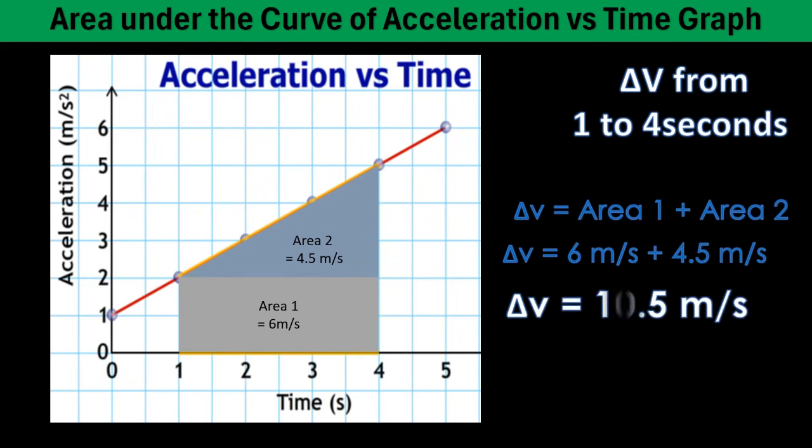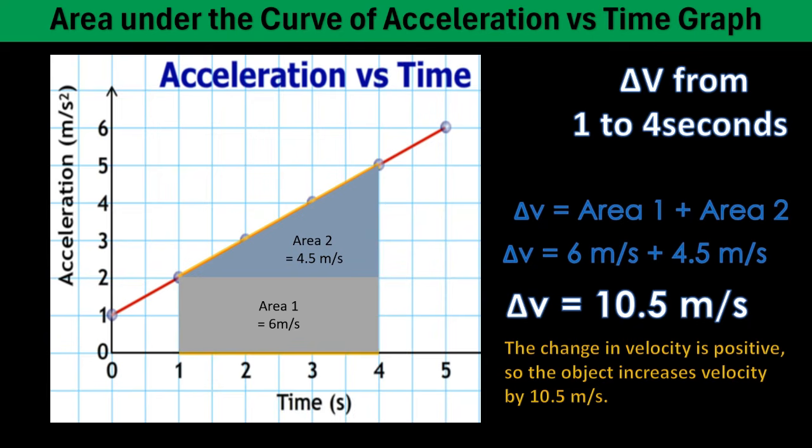The change in velocity of this motion from 1 to 4 seconds is 10.5 meters per second. The change in velocity is positive, so the object increases velocity by 10.5 meters per second. Remember that if the change in velocity is positive, the object increases speed.